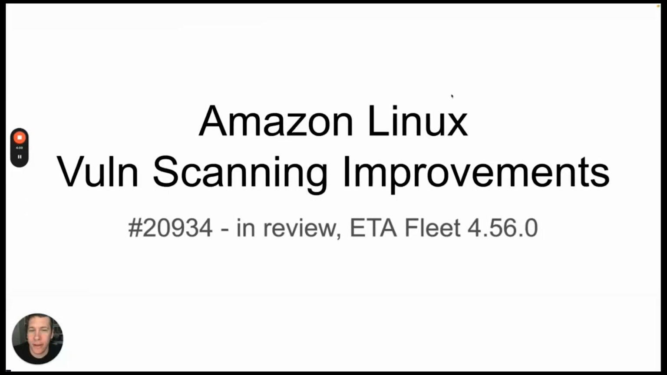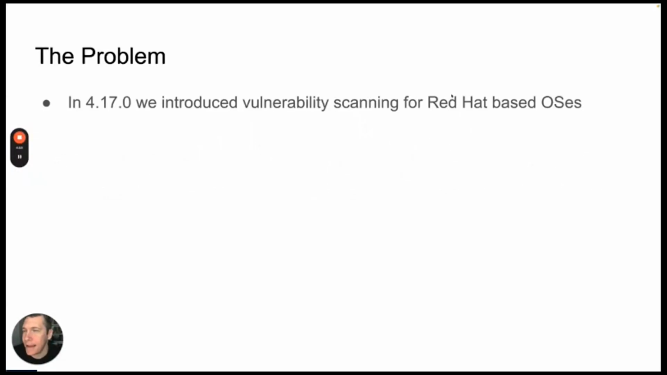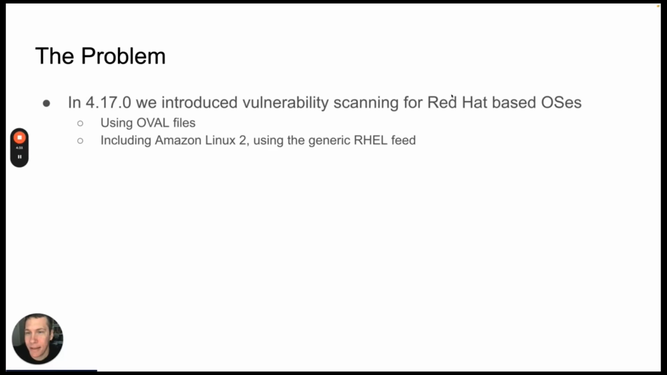Let's walk through the vulnerability scanning improvements for Amazon Linux hosts that are currently in review and should be released in Fleet 4.56. As a bit of background, as of Fleet 4.17, we started scanning Red Hat-based OSs, so RHEL, CentOS, Fedora, and Amazon Linux, for vulnerabilities using the same sort of OVAL format that we use for Ubuntu. We started with Amazon Linux 2 here using the generic RHEL feed.